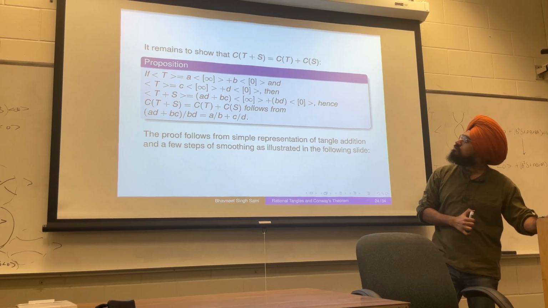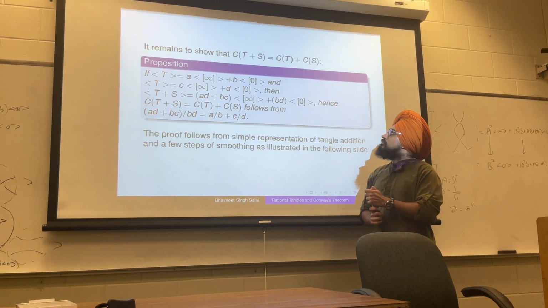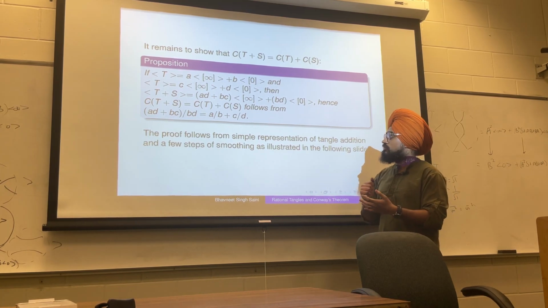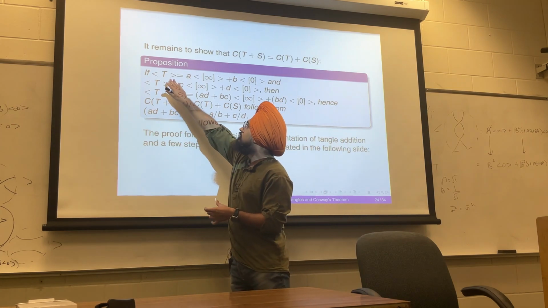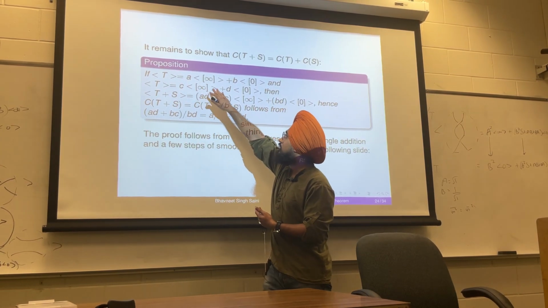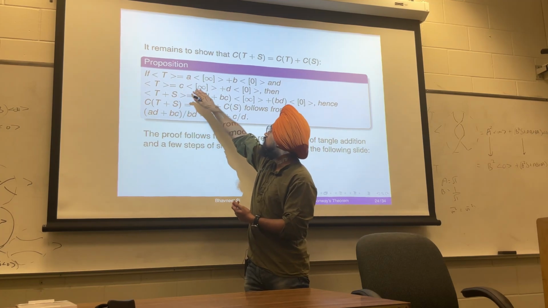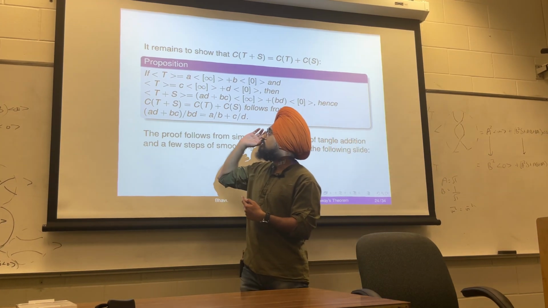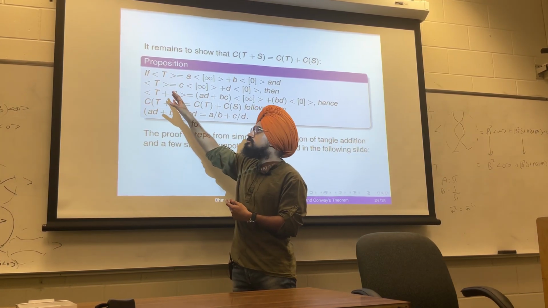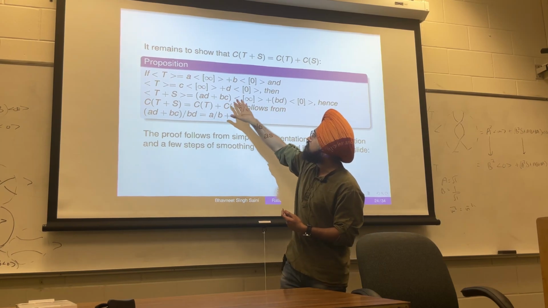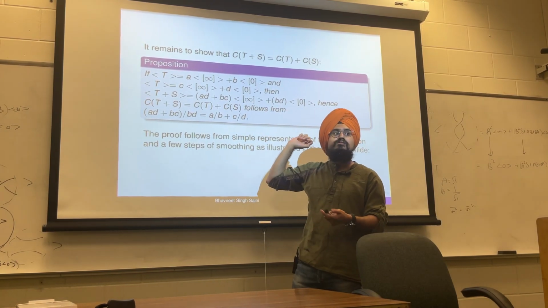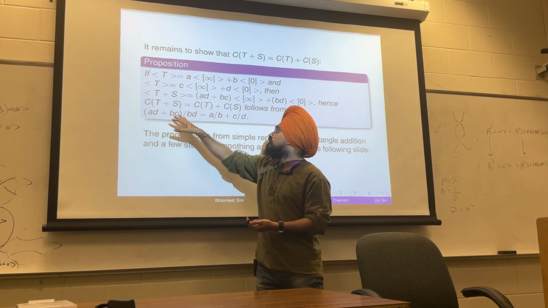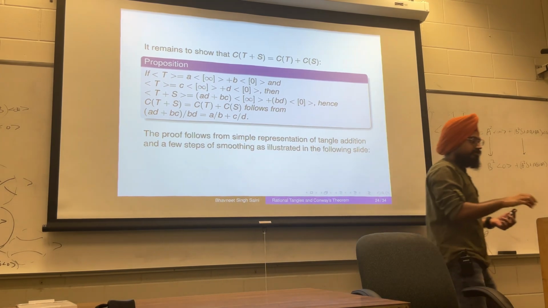For the second one, we have that the conductance invariant distributes over the sum of two tangles. So if the first tangle's bracket polynomial looks something like this, a infinity plus b 0, and t is c infinity plus d 0, then the proposition is that we need to show that the sum of these two tangles would generate a bracket polynomial that looks like this: ad plus bc infinity plus bd 0. Why specifically this? Because the conductance invariant of Ct plus S would look something like this.